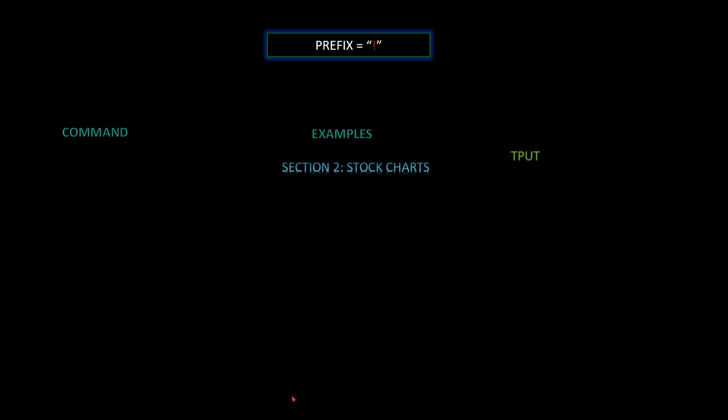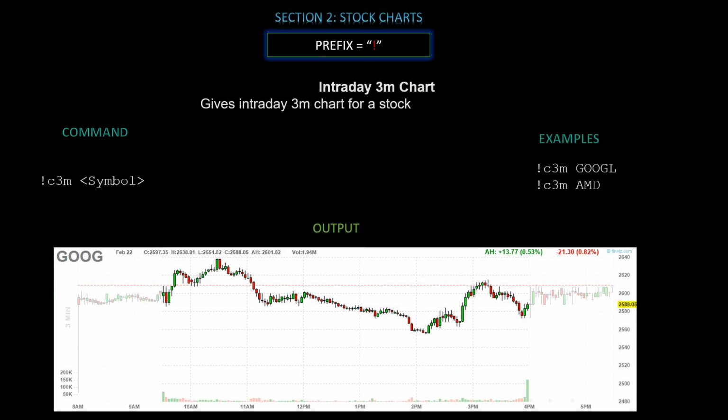Next, we have stock charting. This one's pretty straightforward. If you want to see a 3-minute chart, type exclamation point C3M and then a symbol. It outputs just like this. This is using Google for an example.